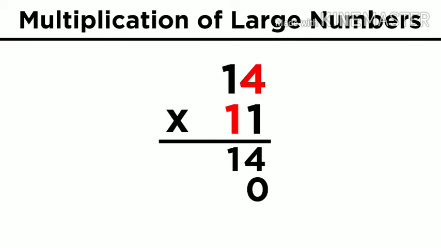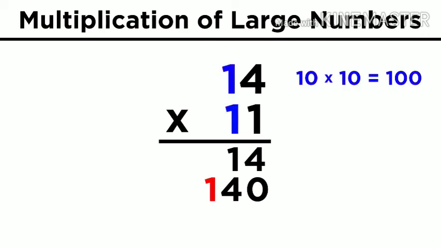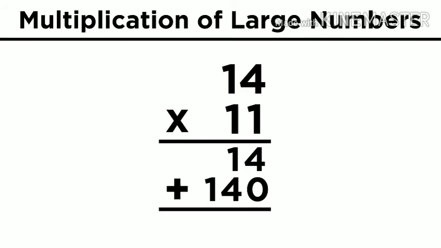Again, 4 times 1 is 4, but the 1 represents 10, so we are really getting 40, which is why the 4 goes in the tens place. Then 1 times 1 is 1, but both of these 1s represent 10, so we are really getting 100, which is why the 1 goes in the hundreds place. We add these two rows together, and we get 154.